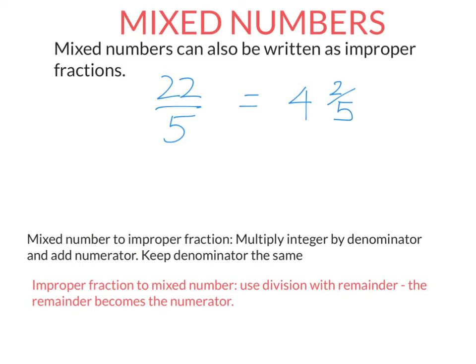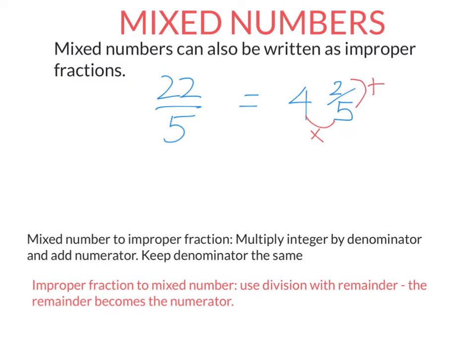So if you want to convert a mixed number to an improper fraction, you multiply the integer, which is the whole number part, by the denominator and add the numerator. And you keep the denominators the same. So to go from 4 2/5 into an improper fraction, what you do is you times by this and then add this. 4 times 5 is 20, plus 2 is 22. That's how I got the numerator of 22, and we keep the denominators, the bottom numbers of the fraction, the same.